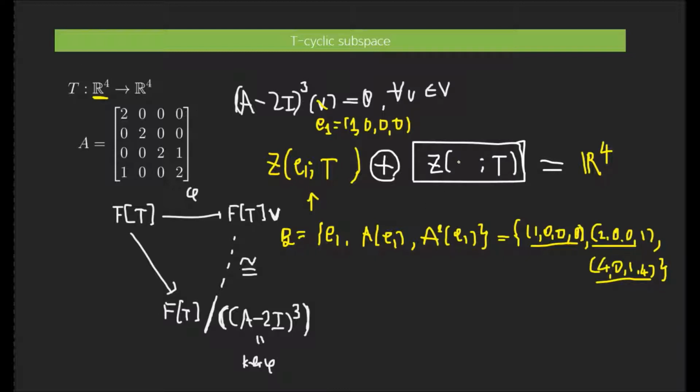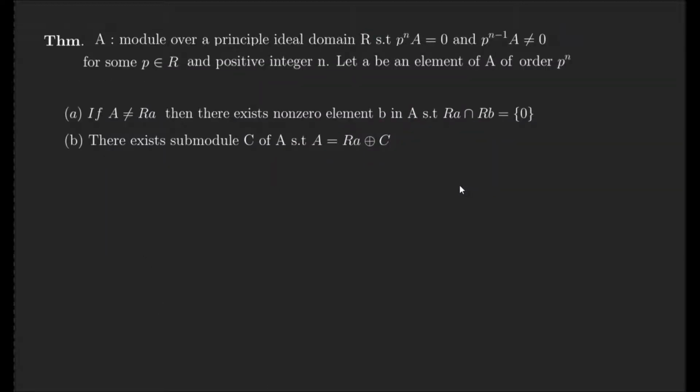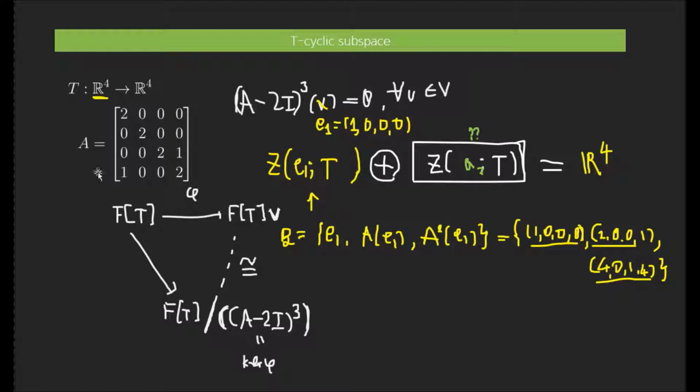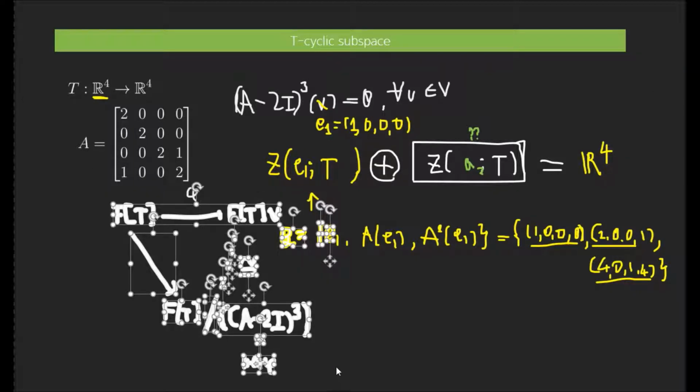But we can find whether this is an element A2. The form of the blank is clearly a T-cyclic subspace, by the theorem. Let's see this theorem. I will not prove this statement, but we can intuitively infer the existence of the subspace. Okay, let's read the theorem. A is a module over a principal ideal domain such that P to the n A is equal to 0, and we can compare this situation. I copy this here and copy this here.